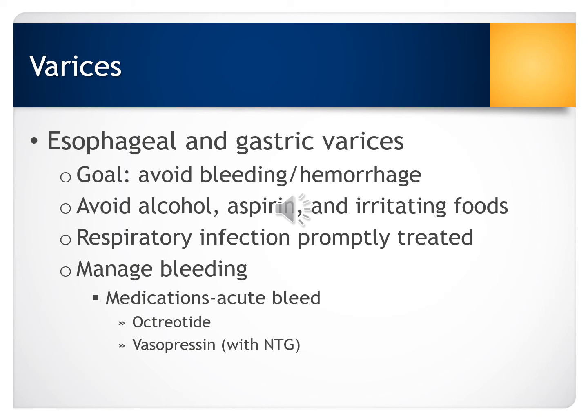There are some medications that can be given during an acute bleed. This would be octreotide and vasopressin. And the main goal is to stop the bleeding until treatment measures can be instituted. IV administration of vasopressin produces vasoconstriction, which decreases portal blood flow and decreases portal hypertension. Because the side effects of vasopressin can be decreased coronary blood flow, dysrhythmias, and increased blood pressure, nitroglycerin is often given in conjunction with the vasopressin.